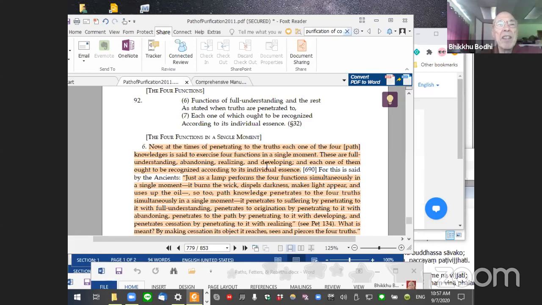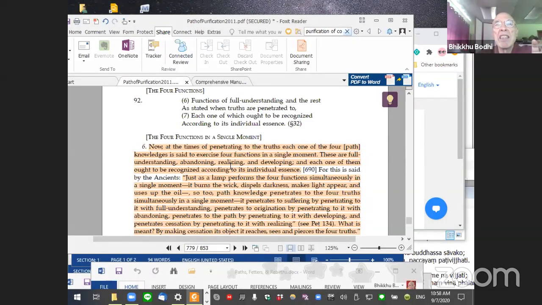Then the path consciousness has the function of abandoning certain of the defilements included under the second noble truth. So in the broader sense, the second truth includes all of the defilements that keep us in bondage to suffering. And with the attainment of each path, one abandons certain defilements, fetters, asavas, underlying tendencies, and so on. And so that is the function of abandoning that takes place.